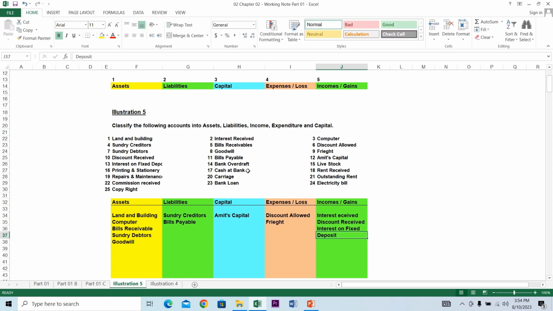Interest received on fixed deposit. Now bank overdraft. Bank overdraft is what? That's a liability. Means बैंक से जो overdraft लिया है, means liability है. Bank overdraft is a liability. Then livestock. Livestock is what? That is an asset.